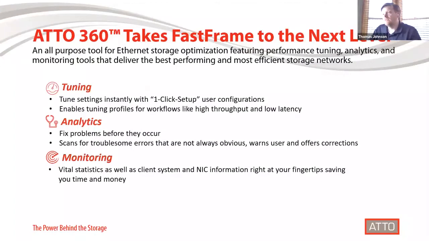So ATTO 360 truly takes FastFrame to the next level. I like to think of it as a Swiss Army knife for Ethernet storage optimization. There are three key areas that we help with, tuning. We have one-click setup for typical user workflows like high throughput and low latency. The idea here is that a user can, with just hitting one button, have several things going on in the background, and these are presets that are enabled for really high performance workflows.